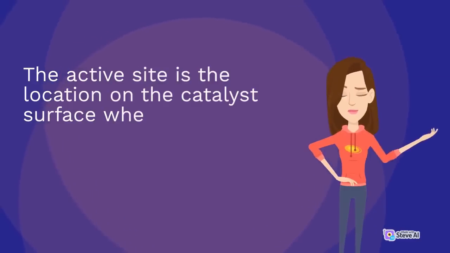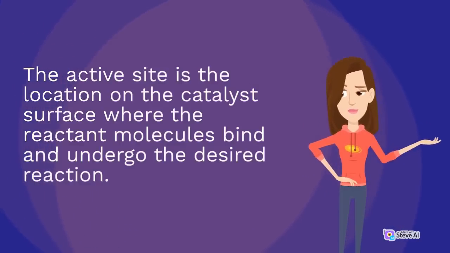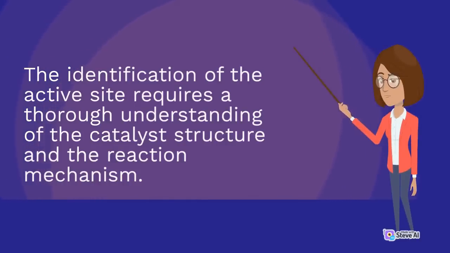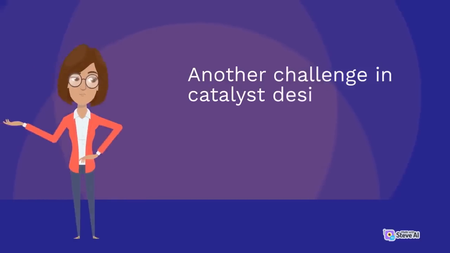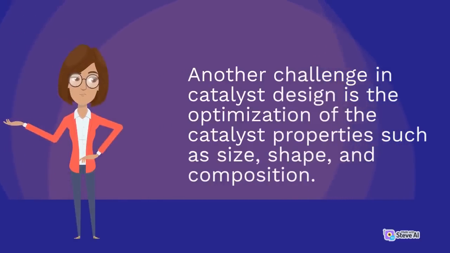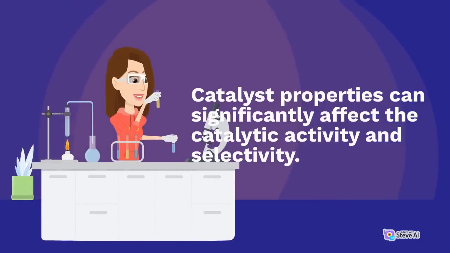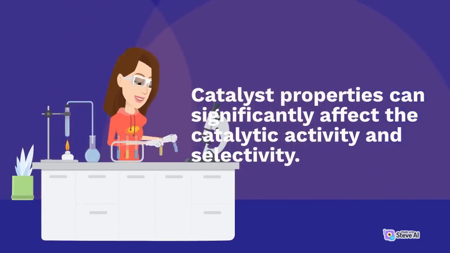The active site is the location on the catalyst surface where the reactant molecules bind and undergo the desired reaction. The identification of the active site requires a thorough understanding of the catalyst structure and the reaction mechanism. Another challenge in catalyst design is the optimization of the catalyst properties such as size, shape, and composition. Catalyst properties can significantly affect the catalytic activity and selectivity.